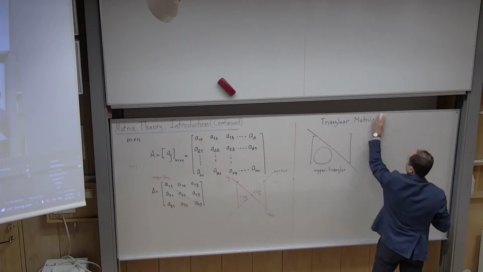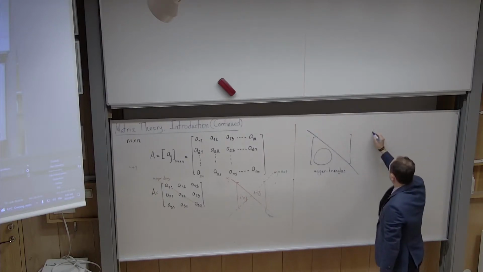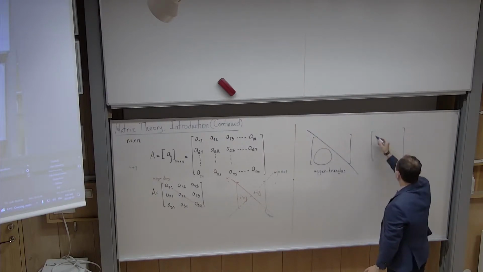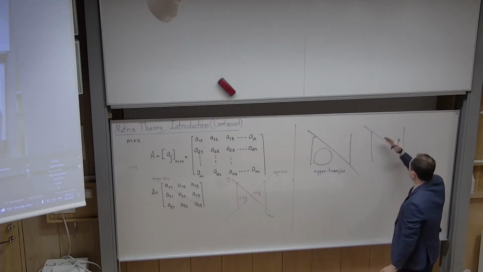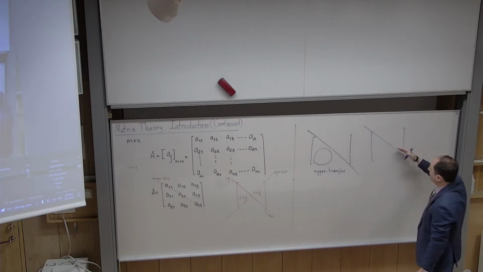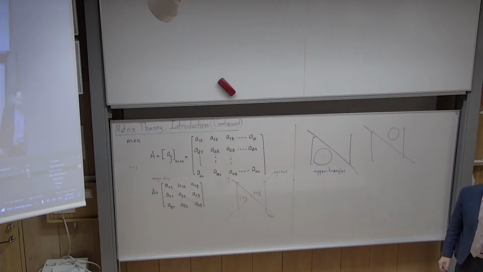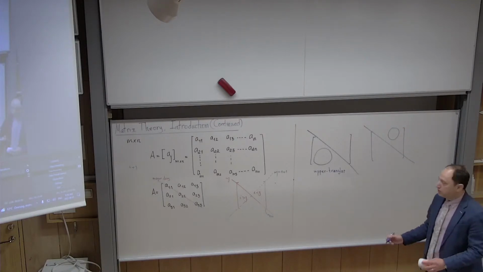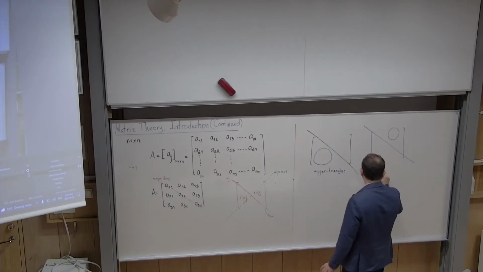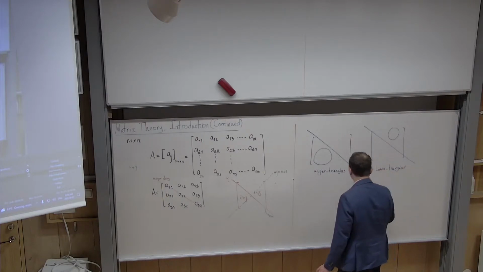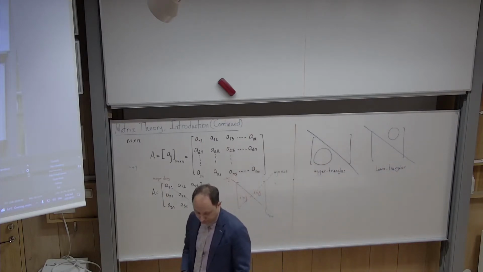So the lower triangular matrix is something like this. Again, you consider the main diagonal. You don't care about what is happening on the diagonal and above the diagonal. What you care about is that everything here is zero. That's called lower triangular. So that is something that you need to know.